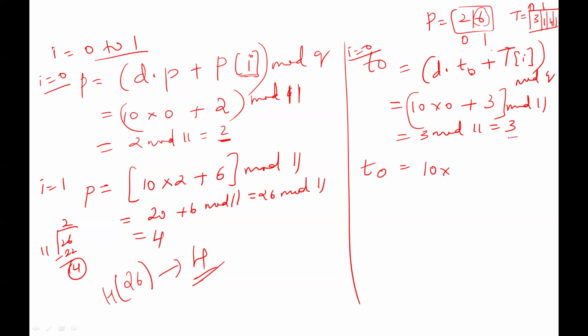So we find out the remaining part of T0. It is 10 into the previous value 3 plus the next character of T1, because the i value is now 1, right? So T of 1 is what? The second character, that is 1. So plus 1 mod 11. Now what is that? It becomes 31.